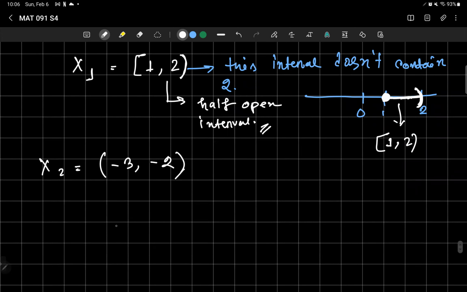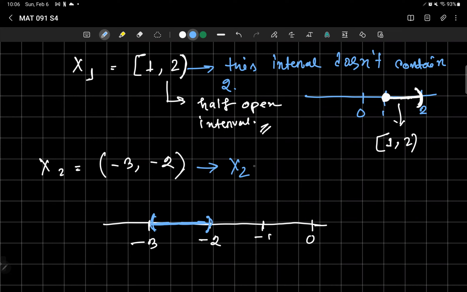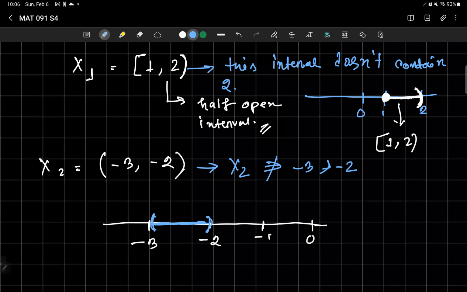So if I want to draw a real number line like this, let's say this is -3, this is -2, -1, 0, and I'm not drawing the right hand side. So this means an interval like this. This set does not contain -3 and -2, but it contains everything else in between them. This blue highlighted area.